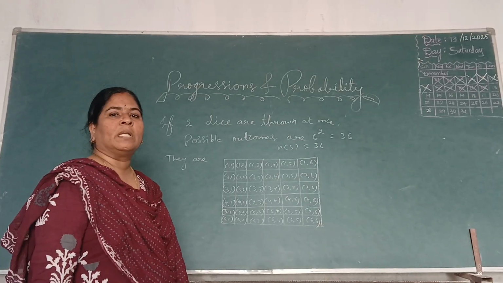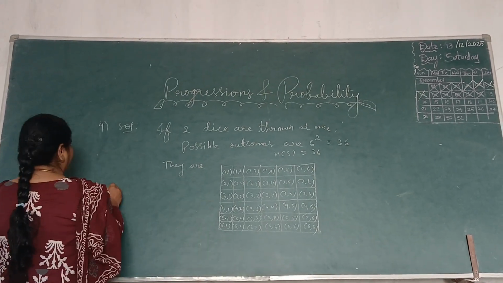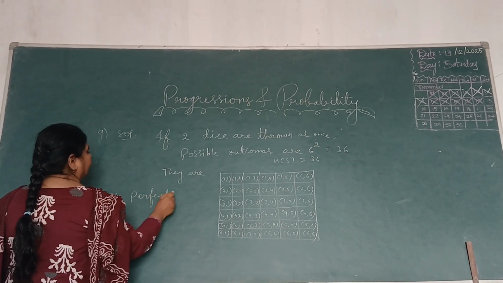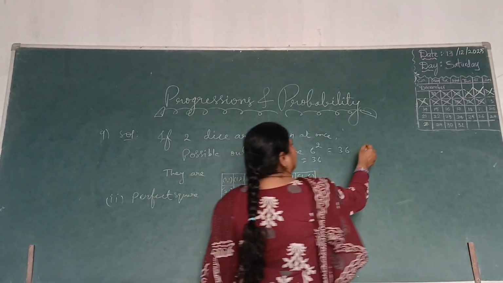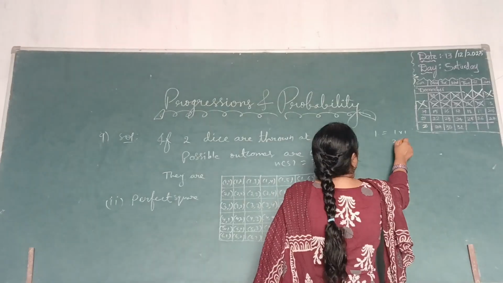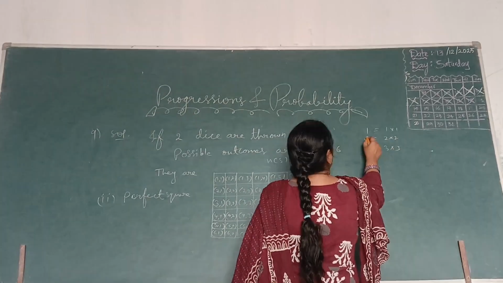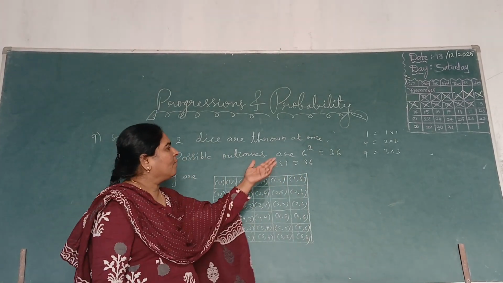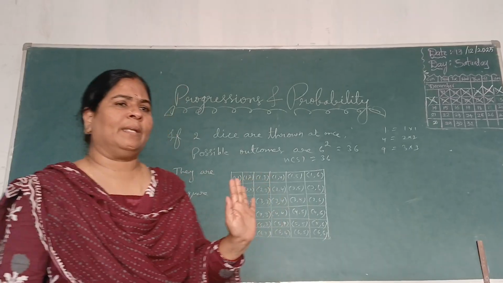Okay. The second one asked is a perfect square. First of all, you have to know what a perfect square is. 1 is a perfect square: 1 into 1 is 1. 2 into 2 is 4. 3 into 3 is 9. 4 into 4 is 16, but we don't have an opportunity for 16 here. We are going to take 1, 4, 9. 1, 4, 9 are the perfect squares here.